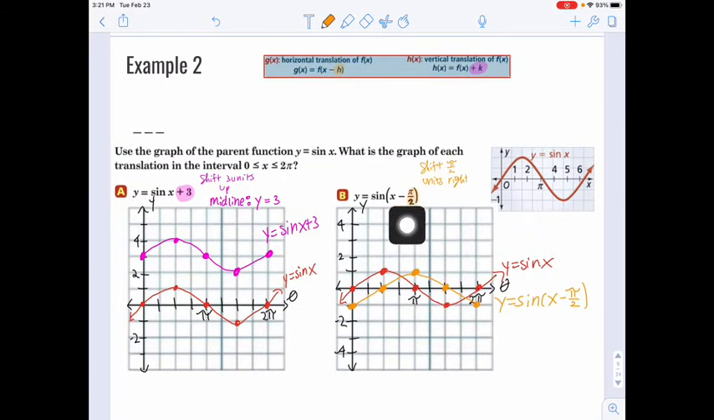For part B, we are going to shift pi over 2 units to the right. So for each point we have, we can shift over pi over 2, which would be 2 tick marks. So we can do that for these 4 points, and then we can fill in the missing point here by following the pattern. For this translation, the midline does not change. It is still y equals 0.